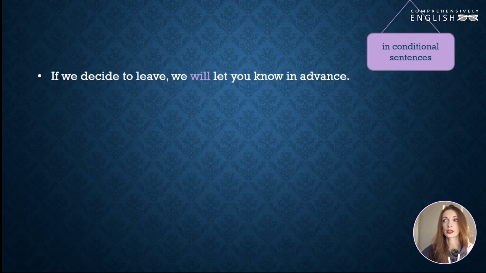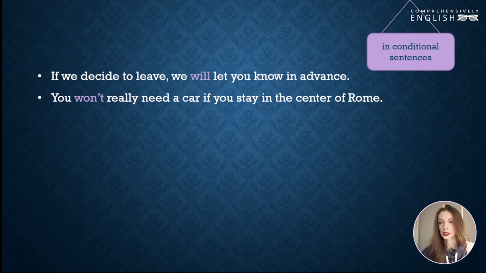Will is used in conditional sentences. If we decide to leave, we will let you know in advance. It's a real condition. We talk about a situation that may happen in the future. On condition that we decide to leave, we will tell you. You won't really need a car if you stay in the center of Rome. You will not need it on condition that you stay in the center of Rome, because it's absolutely useless. It's much easier to travel on foot.